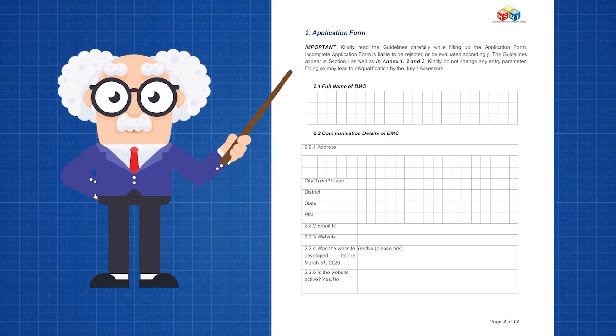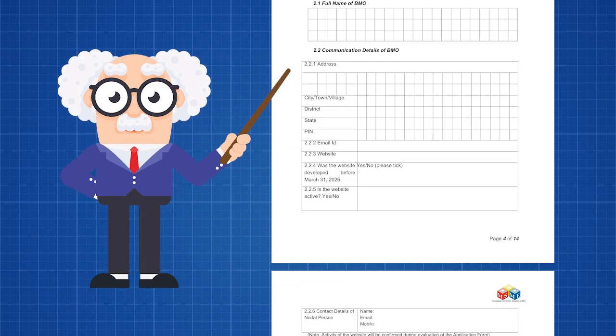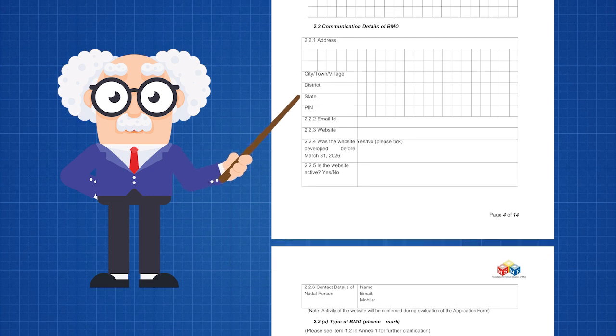Point 2.2. Communication details of BMO. This section asks for your BMO's contact information. Under 2.2.1, write your complete address, including city or town or village, district, state, and PIN code. Under 2.2.2, provide your official email ID. Under 2.2.3, provide your website address if you have one.